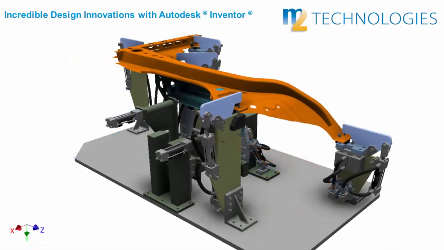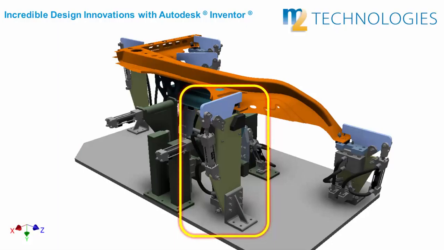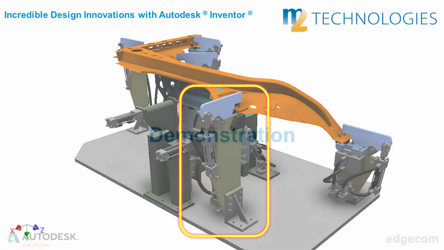Today, we'll use this clamping fixture as our example. This fixture has been designed to position and hold a sheet metal assembly for spot welding. We will focus in on this particular clamping station and go through the process of a design change that has been requested to improve performance.